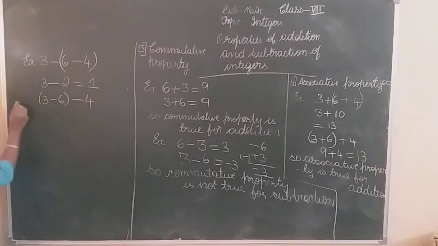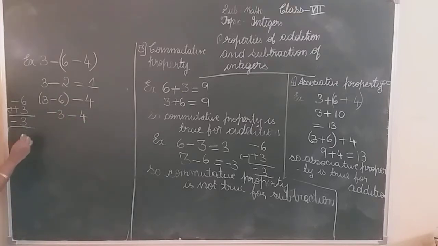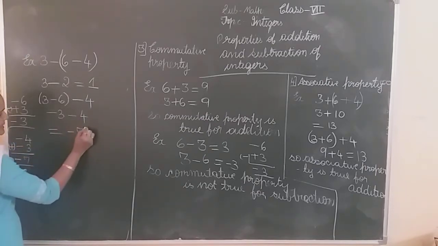Now I have to solve these first. So minus 6 plus 3, minus into plus is minus. 6 minus 3 is 3, so minus 3. So minus 3 minus 4. Now write it again in a vertical way: minus 4 minus 3, greater number 4, minus sign down, minus into minus is plus. When you add it you get 7. So the answer is minus 7.